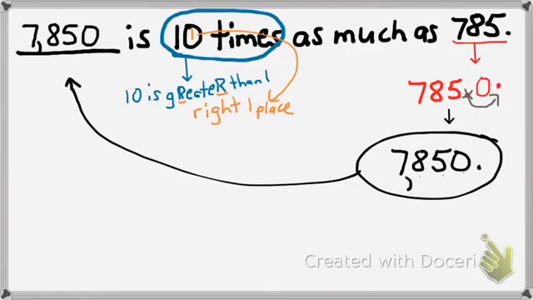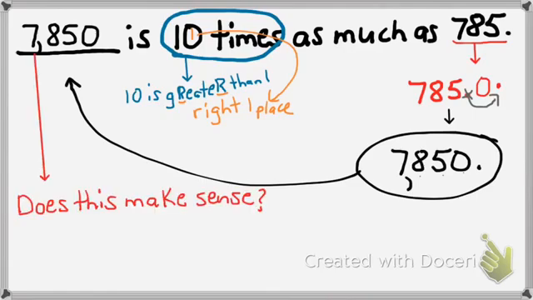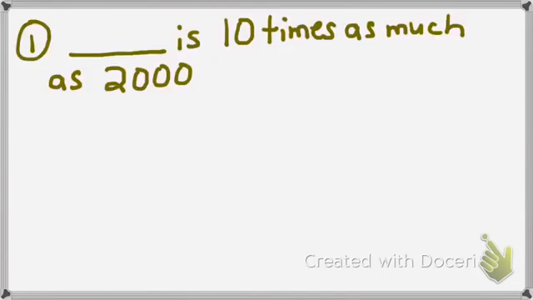And the quick double check that I should ask myself every time I'm finished solving a problem is, does this answer make sense? Does it make sense that 7,850 is 10 times as much as 785? And yes, it does make sense, because 7,850 is larger than 785. It's 785 times 10. So the answer is yes, this does make sense. So let's take a look at another example. We'll call this one example number 1.